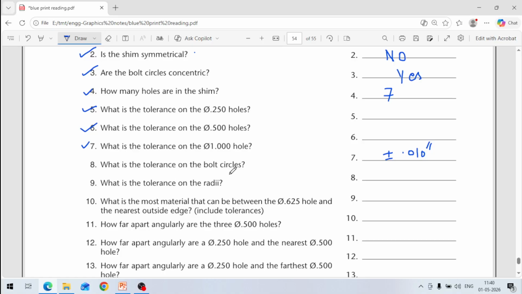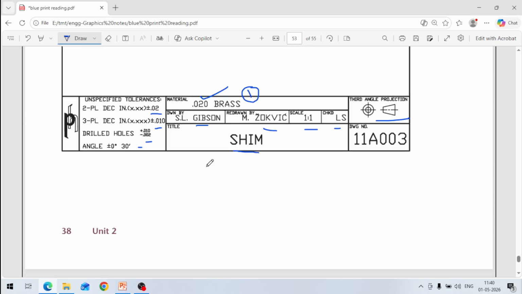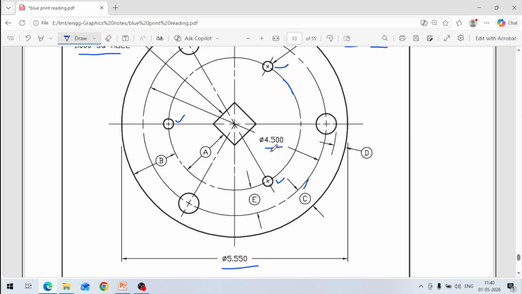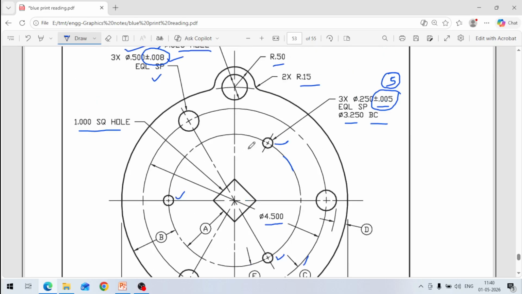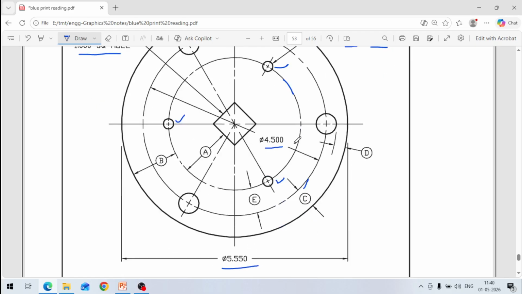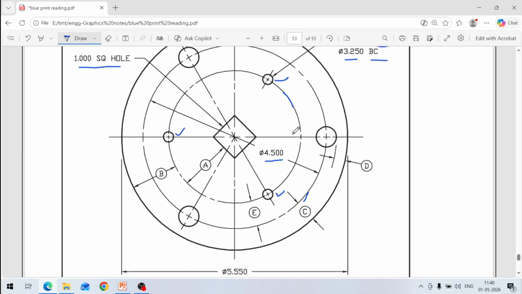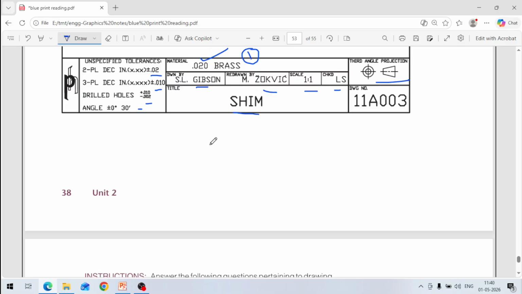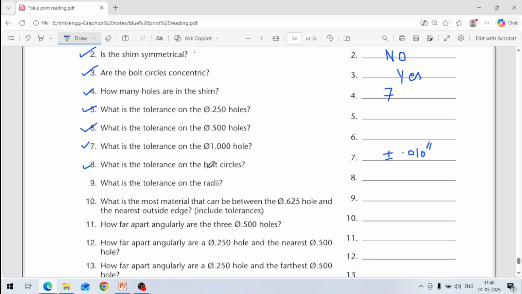Next question is, what is the tolerance on the bolt circle? This bolt circle is given in 3 digits, and this is also in 3 digits. Because it is in 3 digits, it is the same tolerance. 3 digits means the tolerance is the same. This 7 and 8, these are the same.